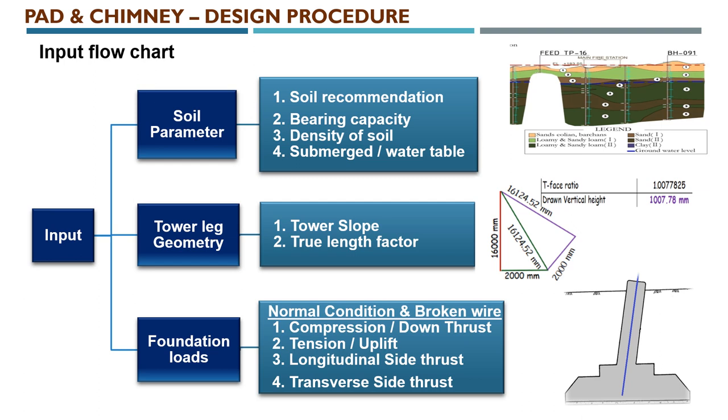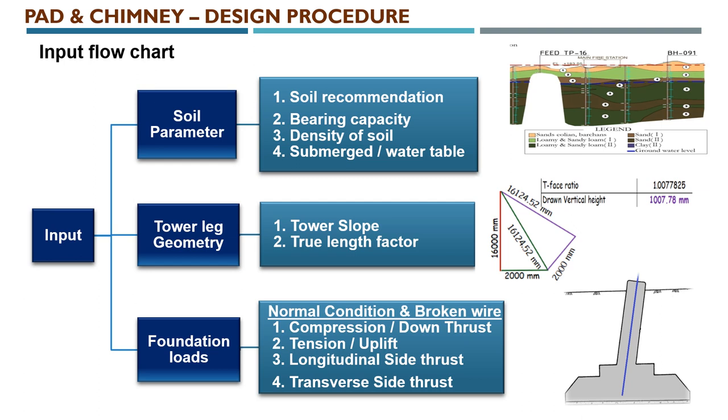The second input is tower leg geometry. This is required to fix the tower slope and true length factor. These two parameters are very important to transfer the structure forces to the foundation, as the structure main legs are in tapered or slope conditions. We need to calculate these two to transfer the exact vertical forces like uplift and compression to the foundation.